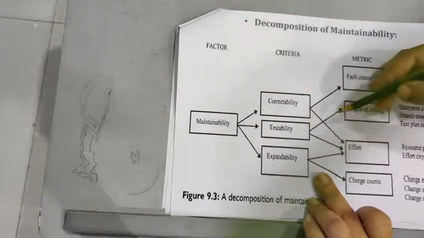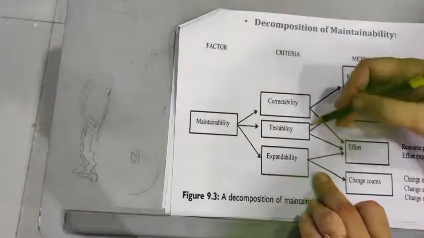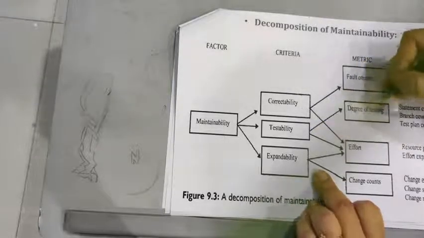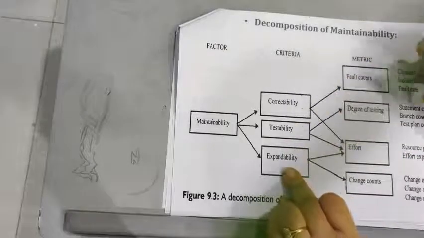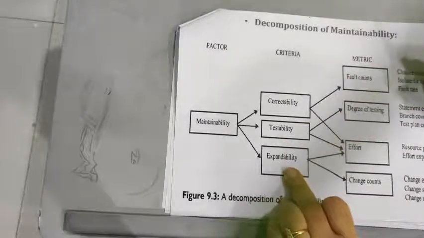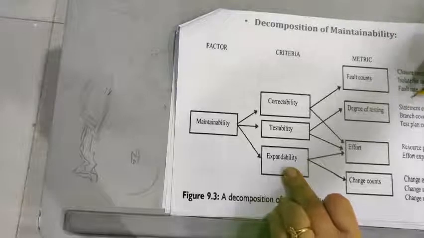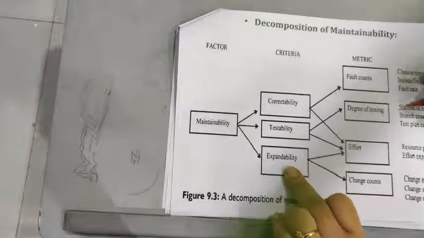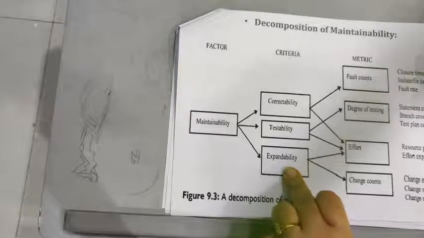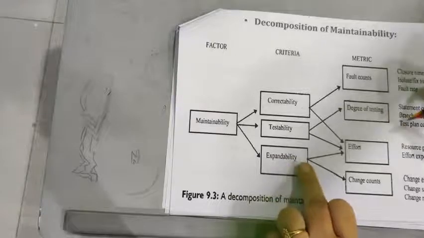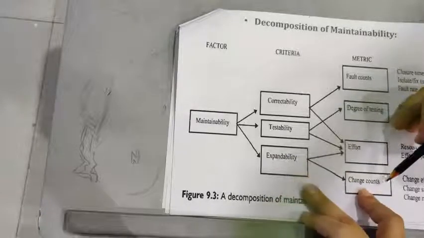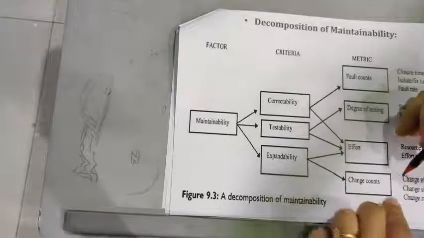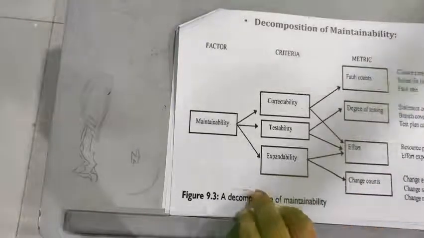Testability should test whatever output is given by the system against what is expected. So the degree of testing will be calculated under this testability criteria, which is statement coverage, branch coverage and test plan completeness. That means how many test cases are generated in a test suite, and according to that how many test plans are successfully completed. So according to that, how much statement coverage and branch coverage. And extendability means what efforts we need to take, the expenditures. And change counts means according to the schedule, it will change the effort, change the size and change the rate.